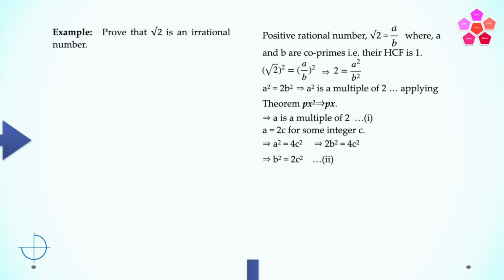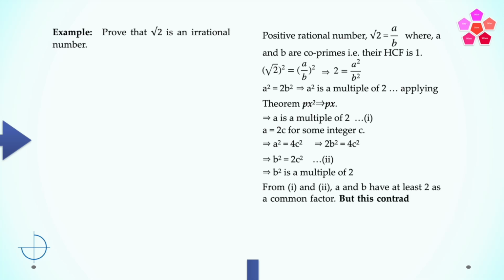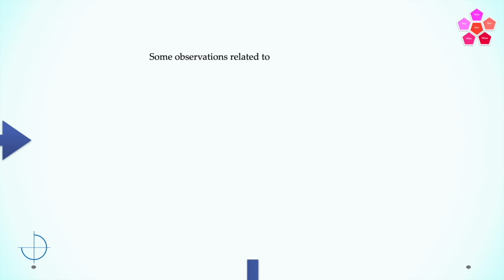Now if that is the case, then b square is a multiple of 2 also. From 1 and 2, a and b have at least 2 as a common factor, but this contradicts the fact that a and b are co-prime. Because remember, co-prime numbers have just 2 factors, 1 and themselves. This means that we are contradicting that root 2 is a rational number, which implies that root 2 is an irrational number. Let's look at some observations related to irrational numbers. Square roots of all prime numbers are irrational numbers.